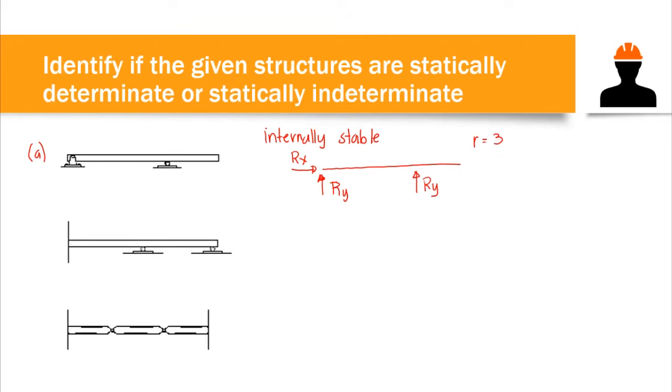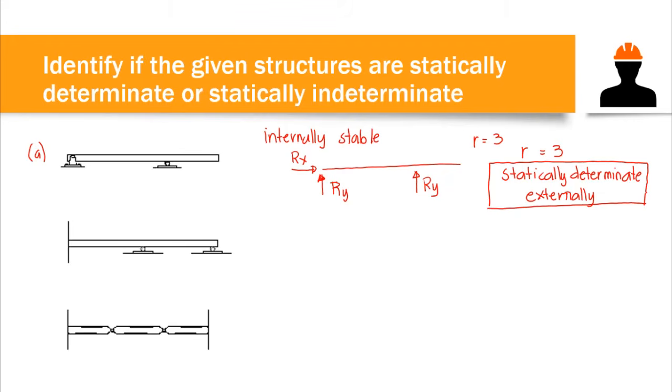And since we know that when R is equal to 3, that means this one is statically determinate externally. Okay? So this is the answer for our first figure. Therefore, this one is a determinate beam, so we can compute the reactions by just using the equilibrium equations. Now let's determine the determinacy of our figure B.